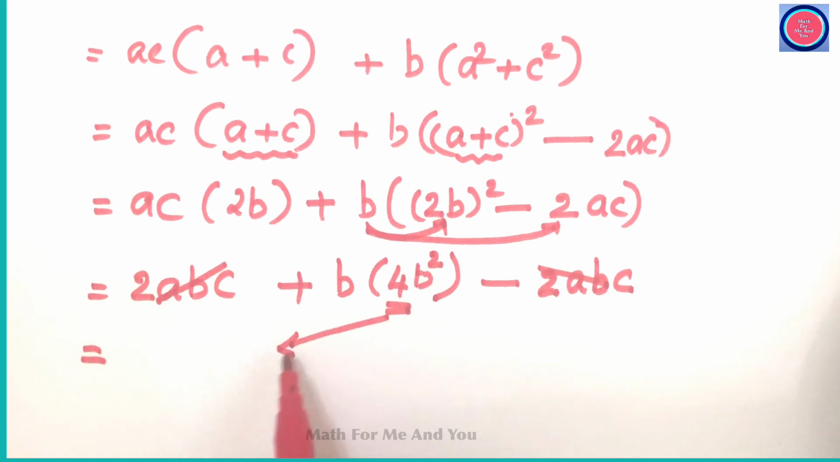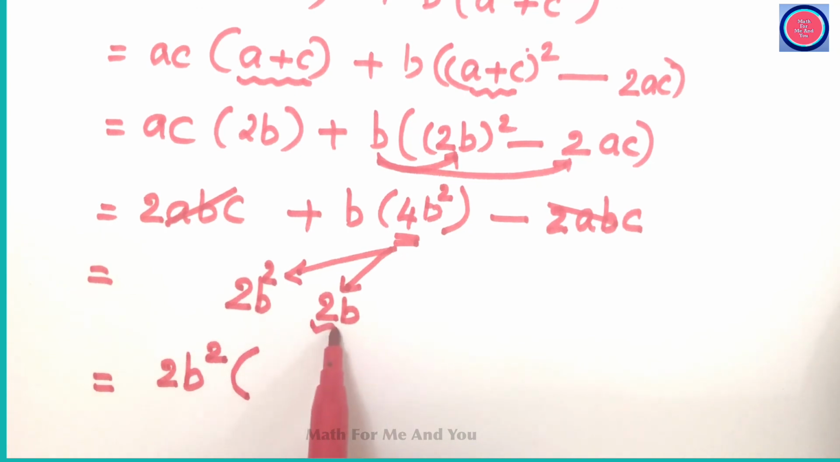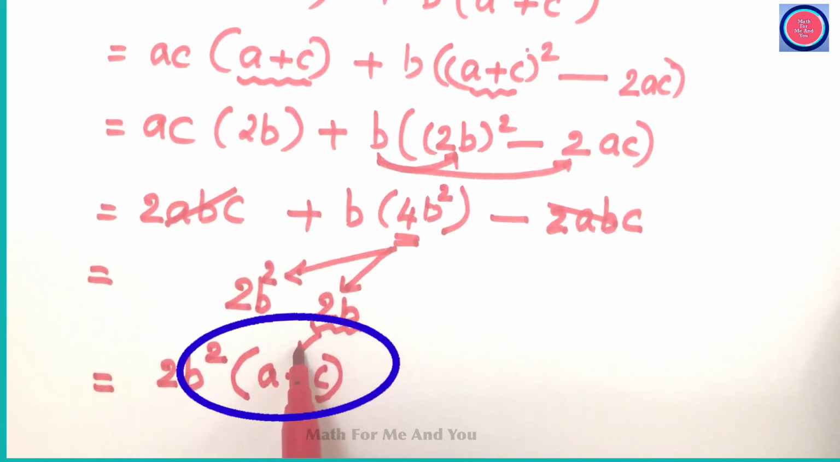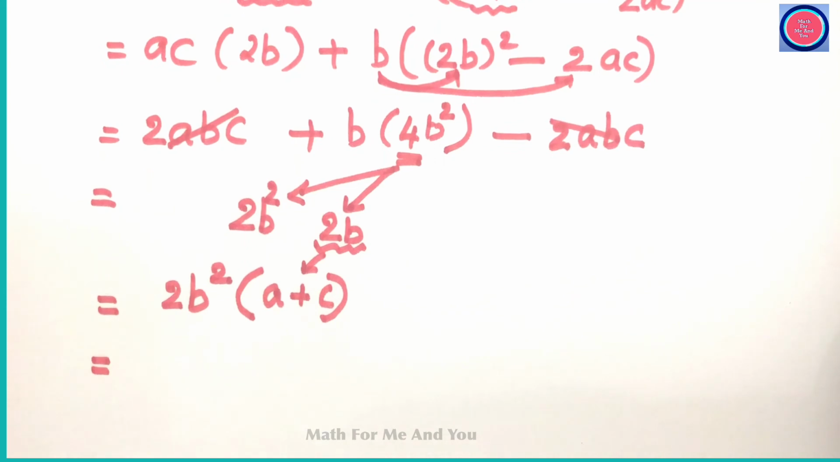We are just splitting or rearranging this as 2b square times 2b. 4 we have split into 2 and 2. Why are we doing it like this? Because we need the term b square into (a plus c). That's why we are splitting. And we know 2b is a plus c. So 2b square we write same as it is, and 2b we are changing from equation number 1 to a plus c: b square times (a plus c). This is the second term.